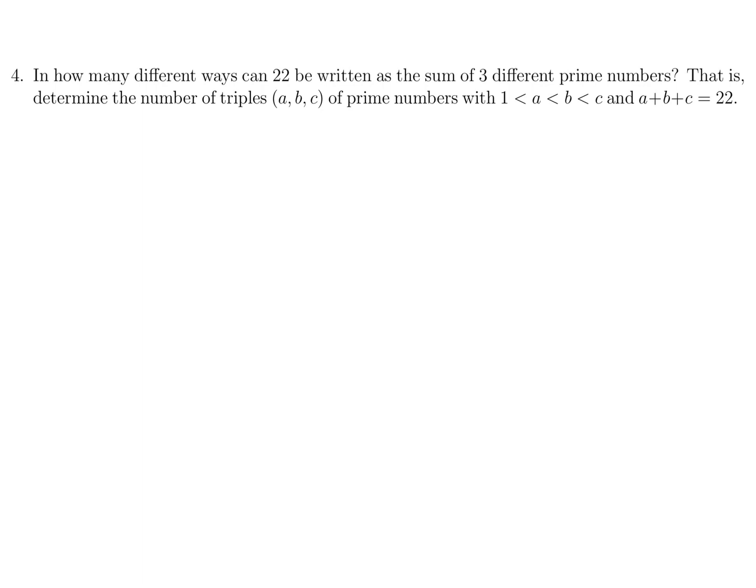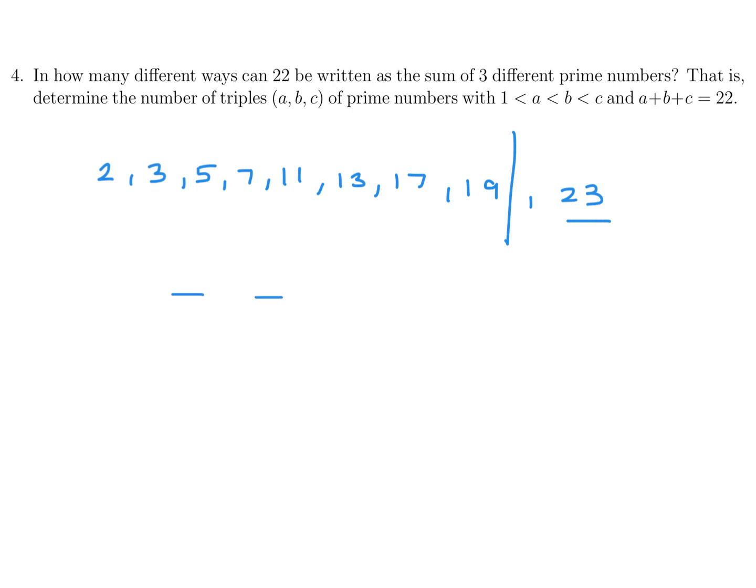In how many different ways can 22 be written as the sum of 3 different prime numbers? That is, determine the number of triples A, B, C of prime numbers with 1 less than A, less than B, less than C, and A, B, C adding up to 22. First, let's list the prime numbers, and let's see what kind of combinations we can make. Now, the sum has to be 22, so I think we can stop after 19, because obviously one of the primes can't be greater than 22.